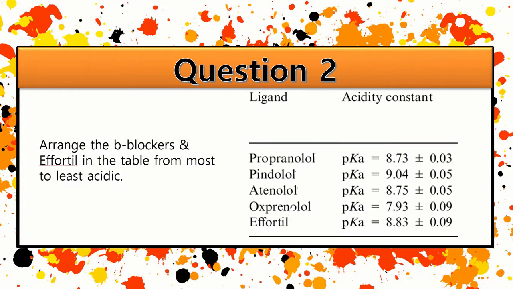All right, so that leads us now to question 2, which is: arrange the beta blockers and Fortyl in the table from most to least acidic, right? So pause the video again and take a look at the Ka values. At this point, we are ignoring the error values, right? So we're just looking specifically at the pKa values seen here.